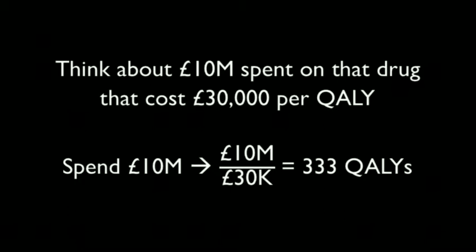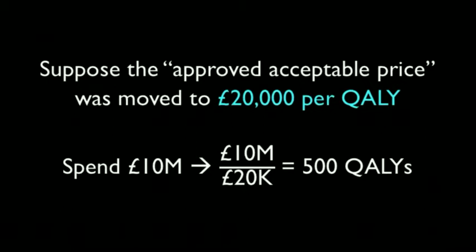So to help you understand why this is a debate, let's think about what would happen if the UK changed the threshold price they're willing to pay for life, and lowered it so that they would only pay for drugs that buy them one quality adjusted life year at a lower price of £20,000. Suppose the approved acceptable price was moved to £20,000 per quality adjusted life year.